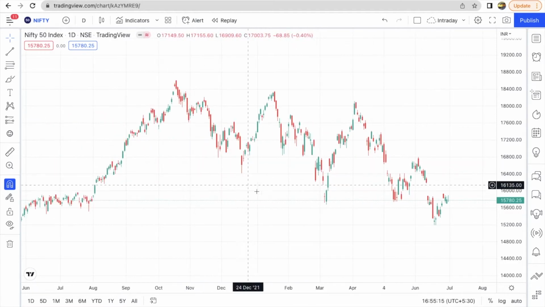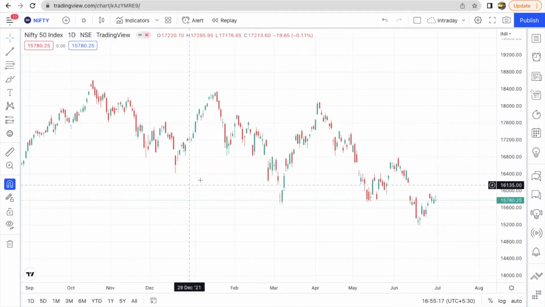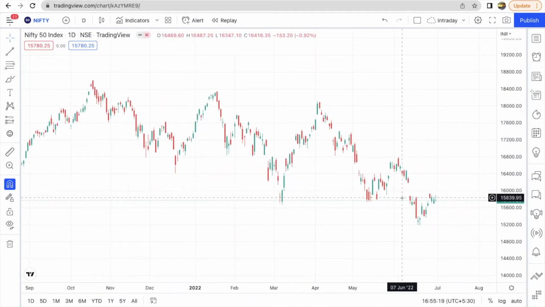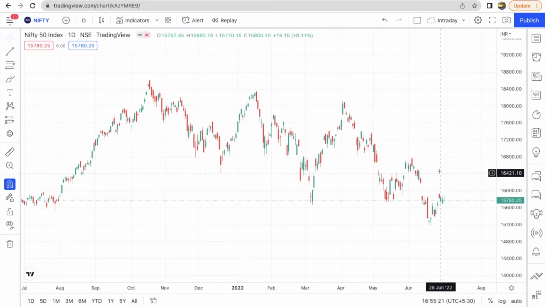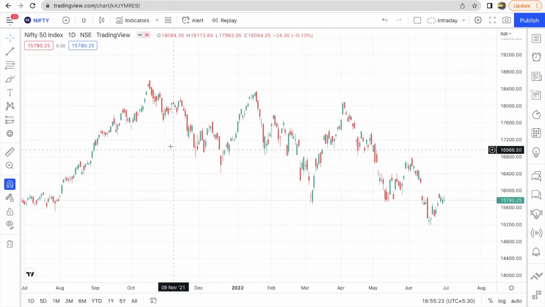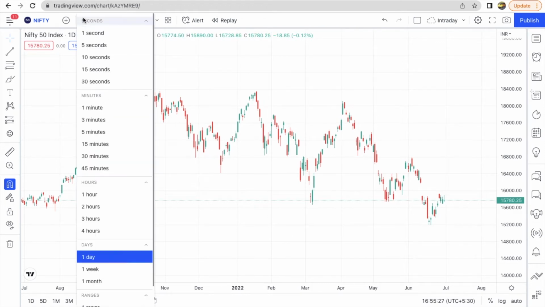So this is the daily candle of Nifty. Can you see Nifty continuously falling for 8 months? So continuously Nifty is falling for the past 8 months. So this is a daily candle, meaning one candle is equal to 1 day.